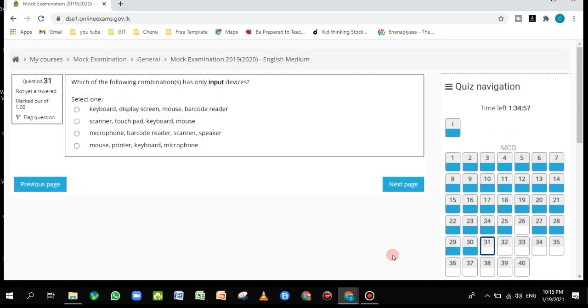It says, which of the following combinations has only input devices? Keyboard, display screen, mouse, barcode reader. The display screen is not an input. Scanner, touchpad, keyboard, mouse. That is okay, no? Yes. The other one is scanner, microphone, barcode reader; scanner, speaker is not an input device. Mouse, printer is not an input device. So this will be the correct answer.